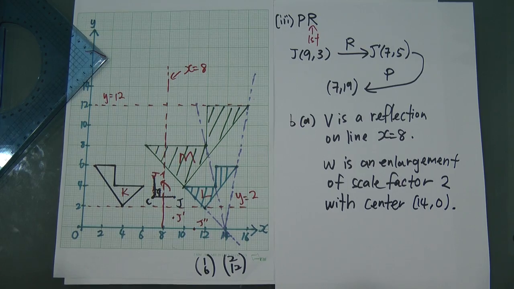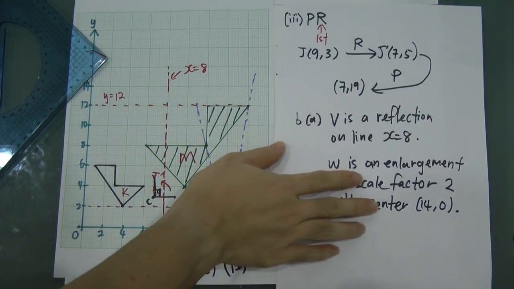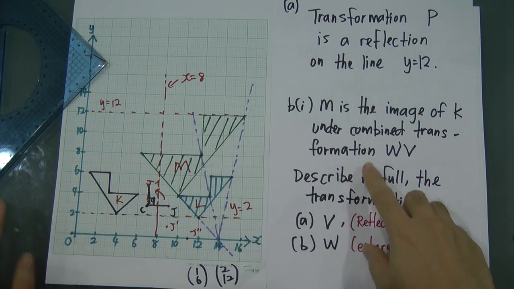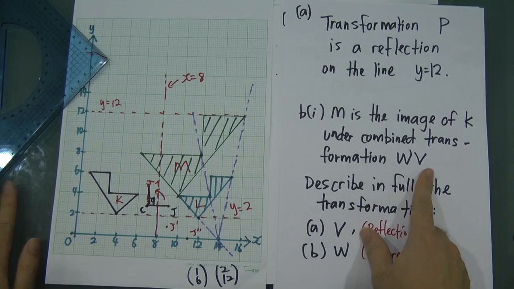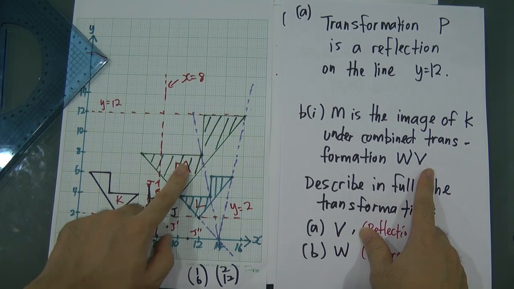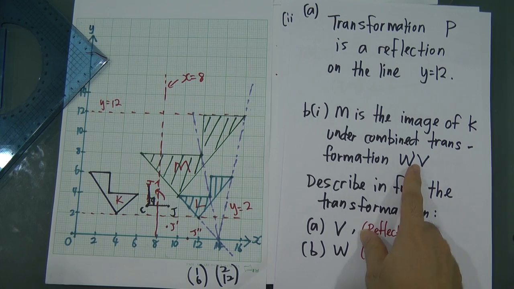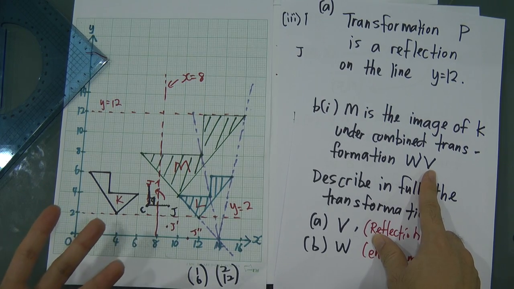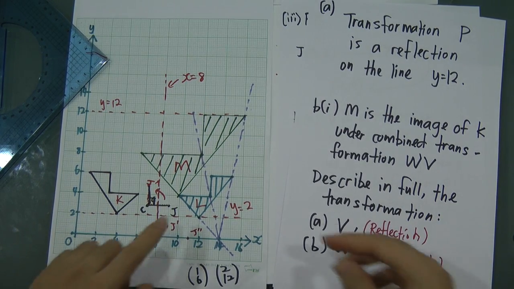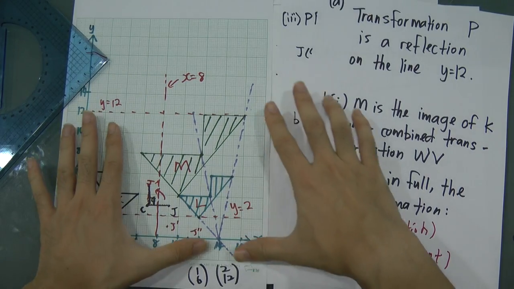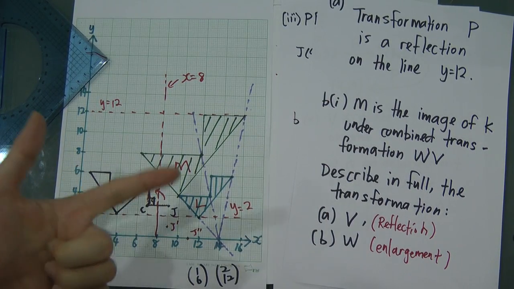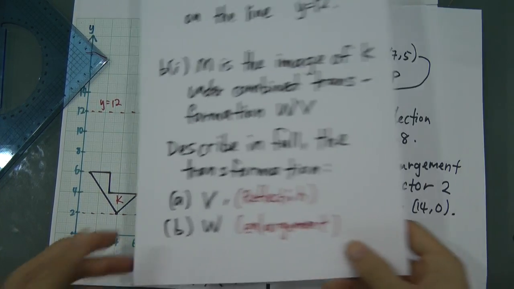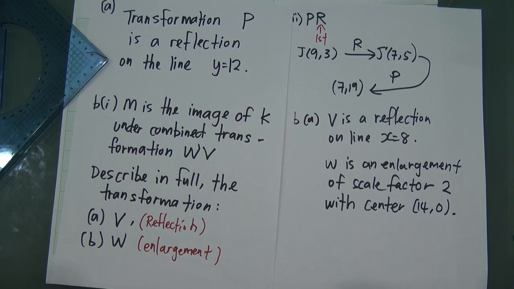Of course, this kind of question needs some basic understanding of the meaning of combined transformation VW. Object goes to image through 2 transformations. Of course we perform V first, so V is the object reflecting to here, and you have to find the reflection line. Then W is the enlargement, so after you reflect, it enlarges. For enlargement, you need to find the scale factor and the center point.